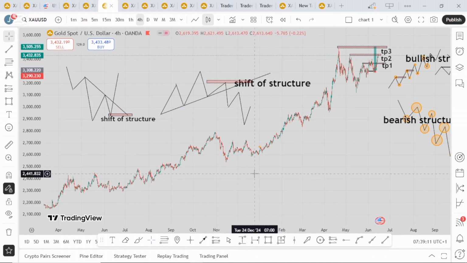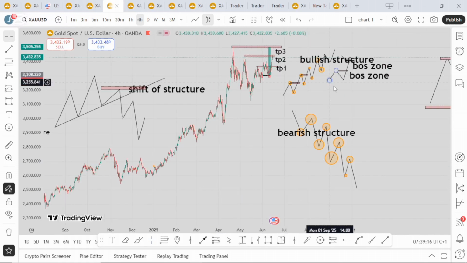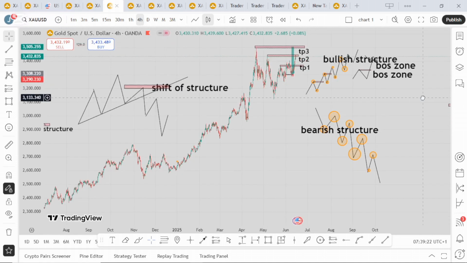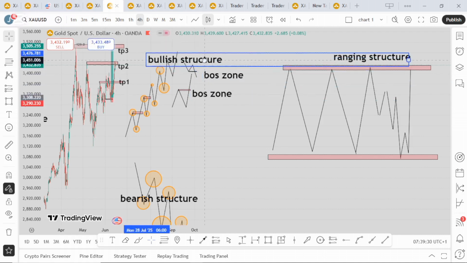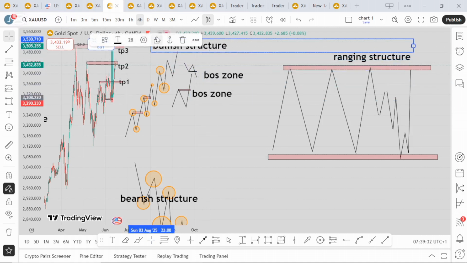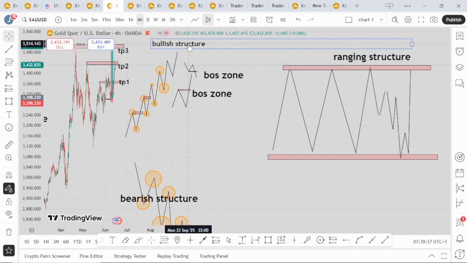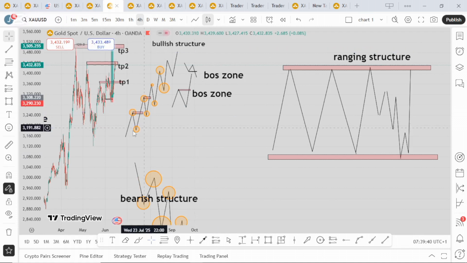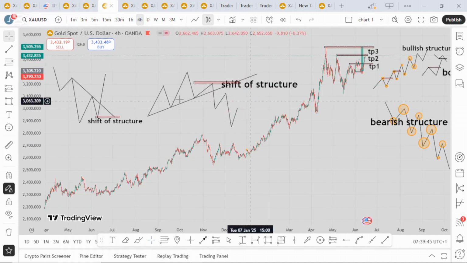So that is it for that, guys. Now I believe that you know what a bullish structure, a bearish structure, and consolidation are. Then I believe you know what a break of market structure is, both in bullish and in bearish. I do believe also that you now know what a shift of structure is, in the bullish scenario and in the bearish scenario.